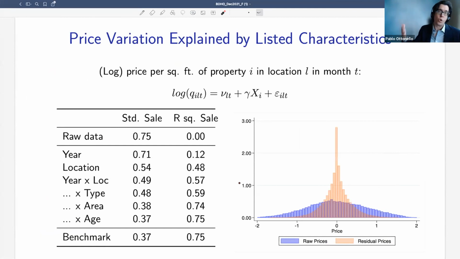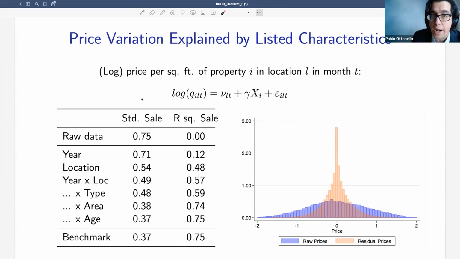Okay, so we need to take a stance on what are elements that the agent observed, and then they are arguably can be linked to this omega. And we pick here things that are very easy to observe, such as the year in which it was posted, the location of the property, the type of property, either if it's office, retail, the size of the property measured by its area in square foot, the age of the property, the number of rooms that it has, and etc. Okay, so everything that is easy to understand that is on the listing.